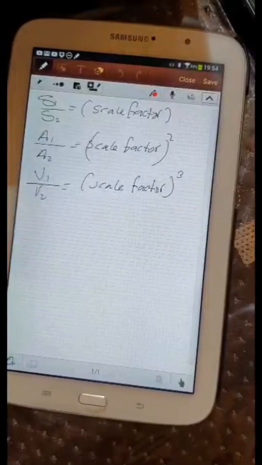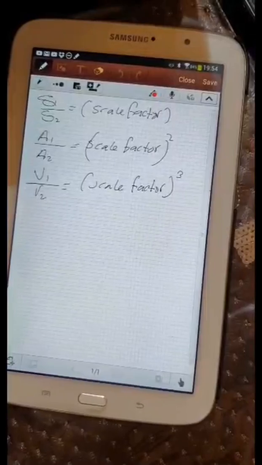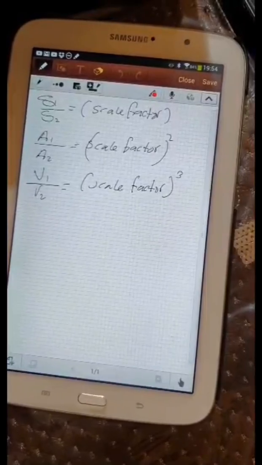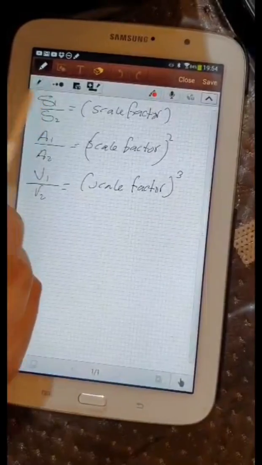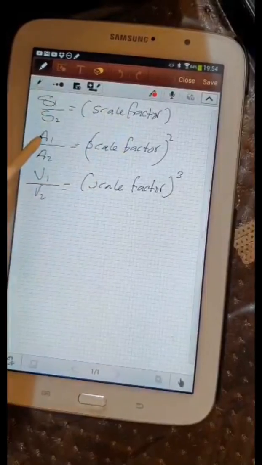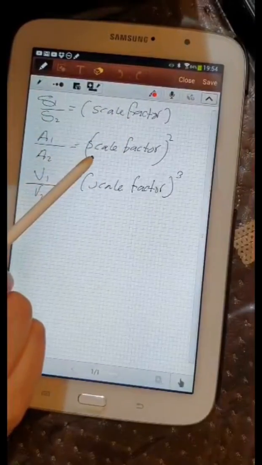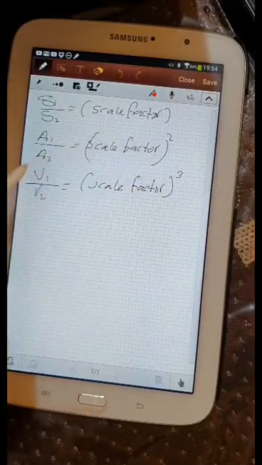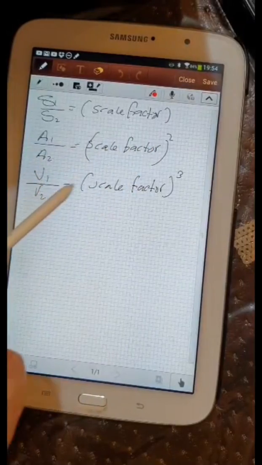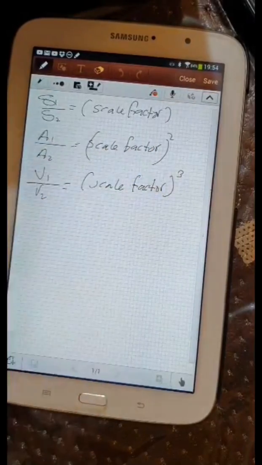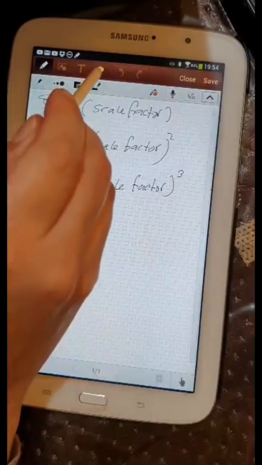So as a note for what we did till now in part 1 and part 2 of our lesson, we're going to say that side 1 over side 2 is equal to the scale factor. Area 1 over area 2 is equal to the scale factor to the power of 2. Volume 1 over volume 2 is equal to the scale factor to the power of 3. And this is what we're going to use to find the missing part.